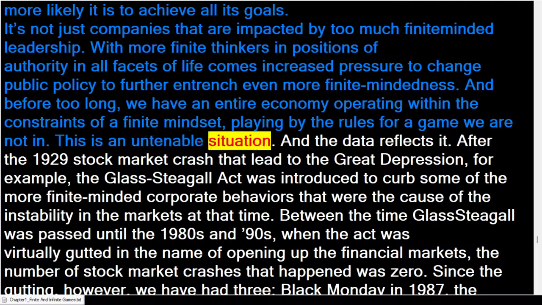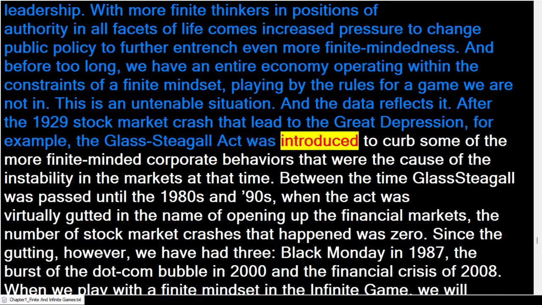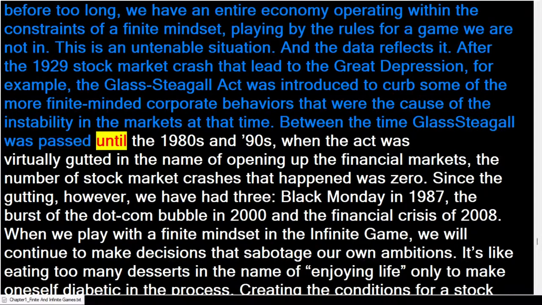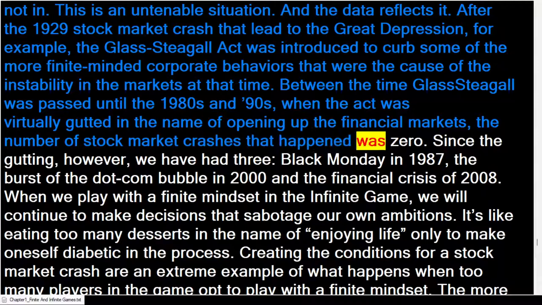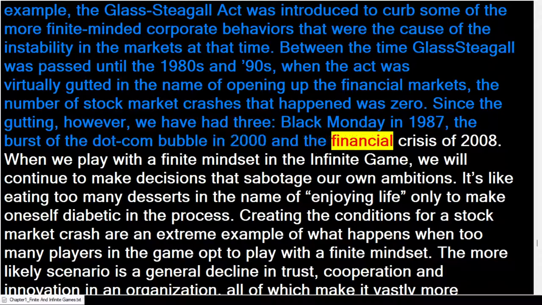After the 1929 stock market crash that led to the Great Depression, for example, the Glass-Steagall Act was introduced to curb some of the more finite-minded corporate behaviors that were the cause of the instability in the markets at that time. Between the time Glass-Steagall was passed until the 1980s and 90s, when the act was virtually gutted in the name of opening up the financial markets, the number of stock market crashes that happened was zero. Since the gutting, however, we have had three: Black Monday in 1987, the burst of the dot-com bubble in 2000, and the financial crisis of 2008.